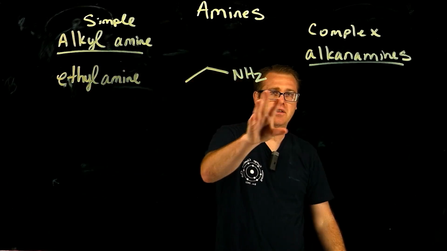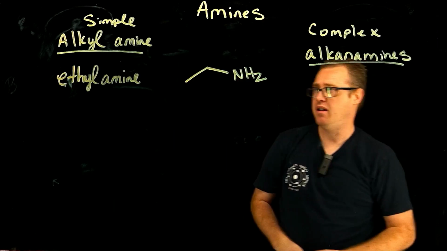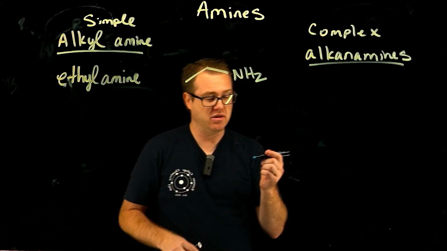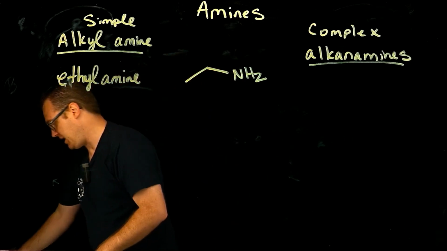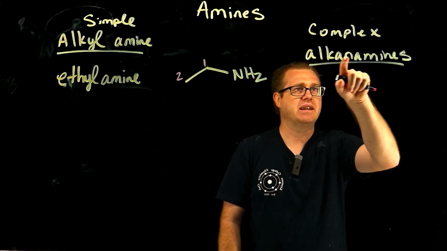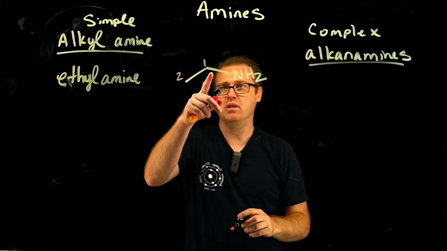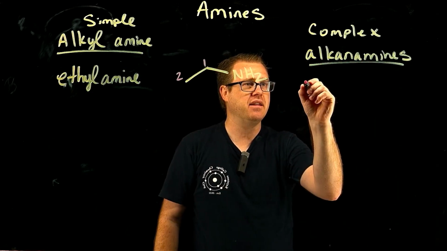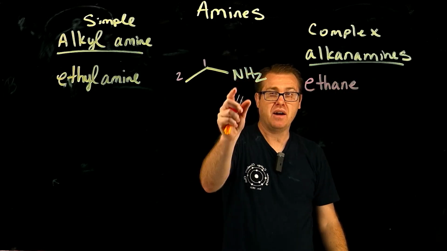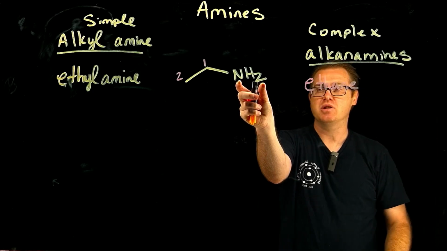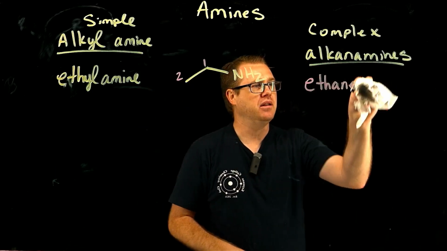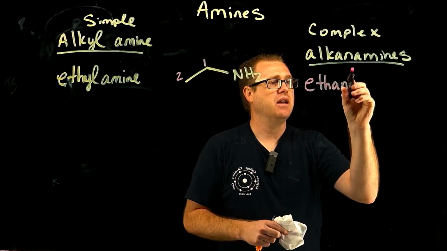But could we have named it using this method over here? You bet we could. And that's just numbering it the way we're so used to seeing it: 1, 2. You can see how it says alkane amines. Well, I have 2 carbons, so that's ethane. But the suffix is amine, so I have to drop the E and just add amine. Ethanamine.